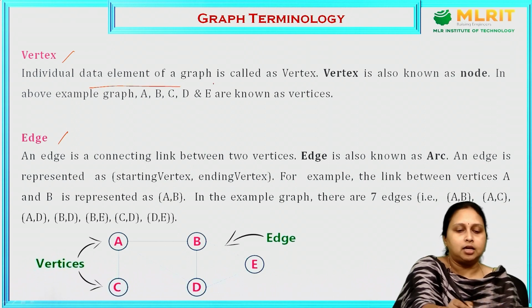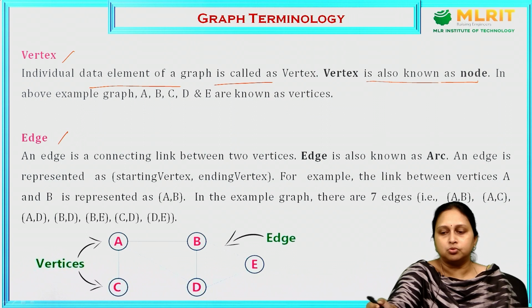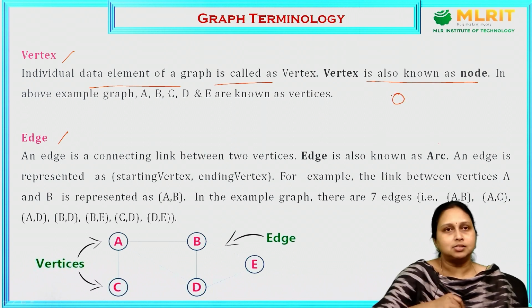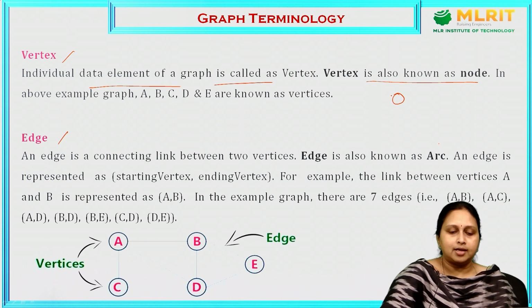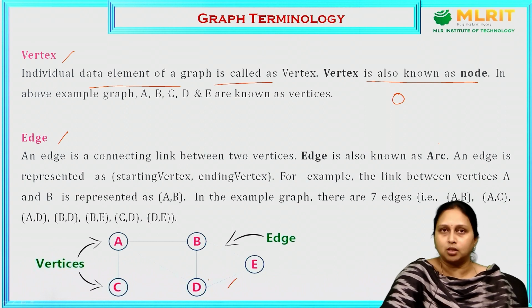An individual data element of a graph is called a vertex, and a vertex is also known as a node, which we are going to represent with a circle. As we have seen in this example, the vertices are A, B, C, D, E. These are all the vertices.